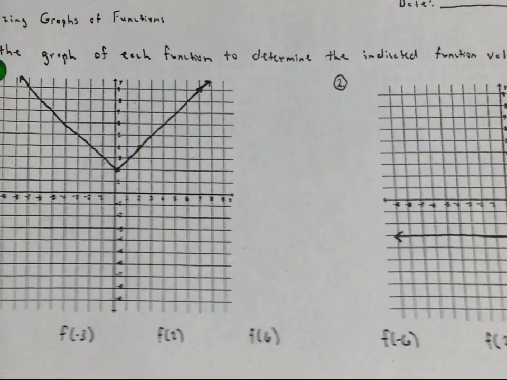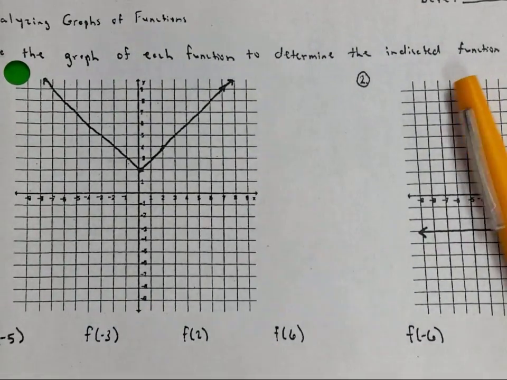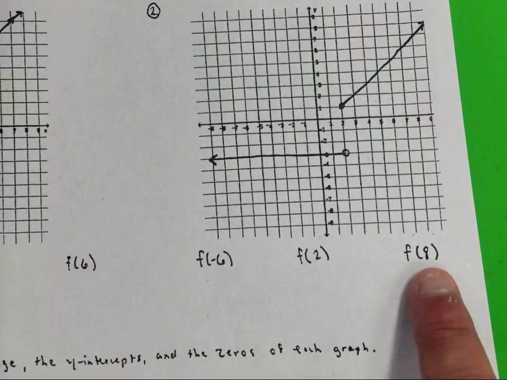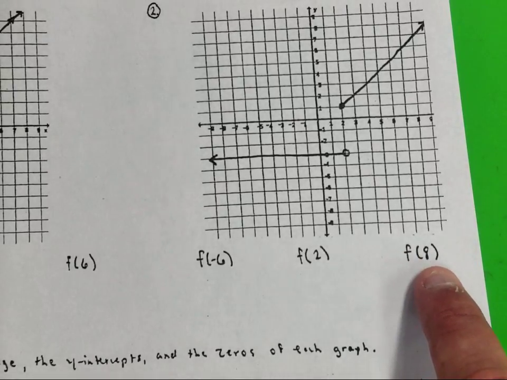When you're done with 1 and 2, please look up. Let's see, my handwriting's bad. I'm sorry. Let's see. That's f of. Madison just asked what was this. We're going to say that's f of 8. F of 8.